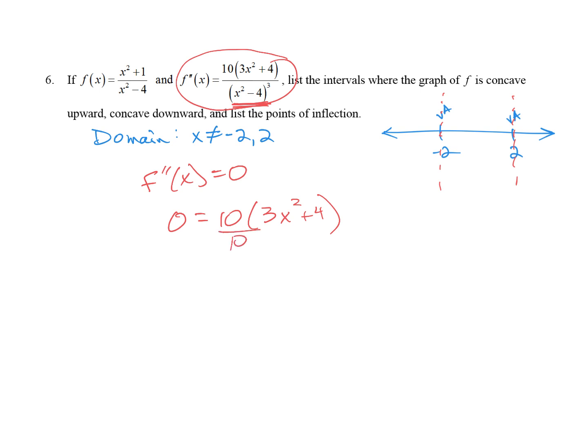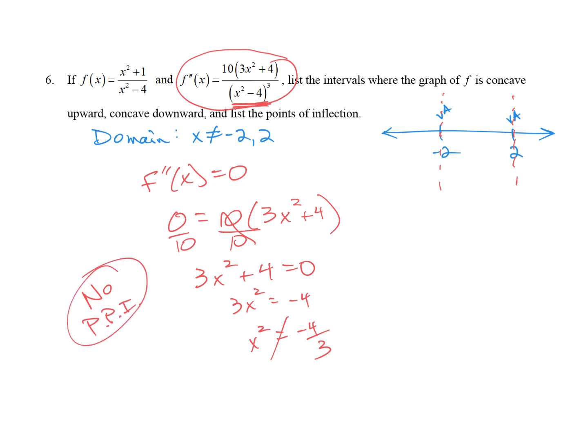If you divide by 10, the 10's gone, right? So we're basically saying, where is this equal to 0? Subtract 4, divide by 3. What's the problem here? It's a square root of a negative. Does it ever equal 0? Yeah, that can never happen. So there's no possible points of inflection here. It doesn't have any points of inflection on this graph.